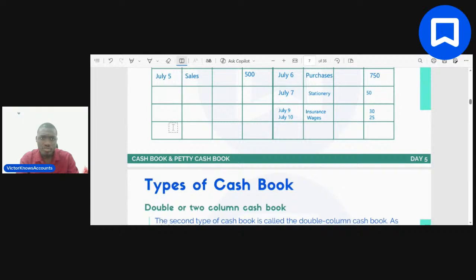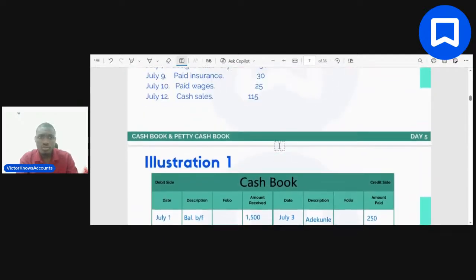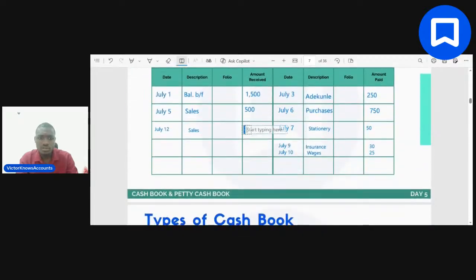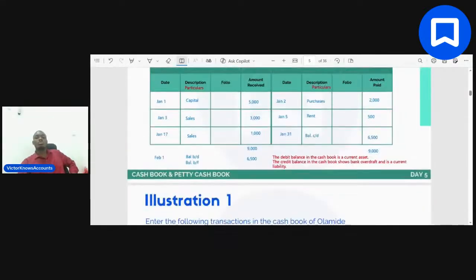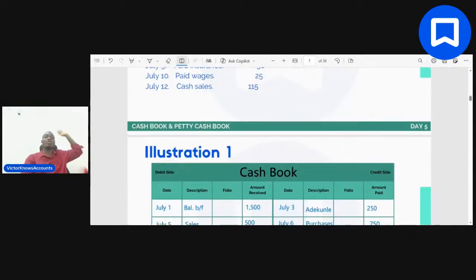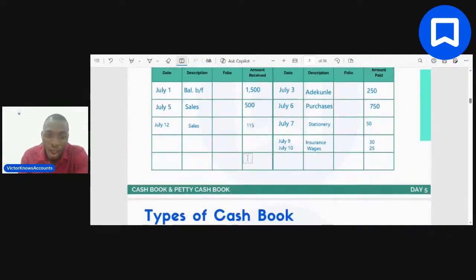Then on July 12th, you made another cash sales of 115. So that's it. Then what do you do? Just like what we did in the previous one, you balance it up. Since you have recorded all the transactions, you write your total here. You have 1,500 plus 500 plus 115. That gives you 2,115.